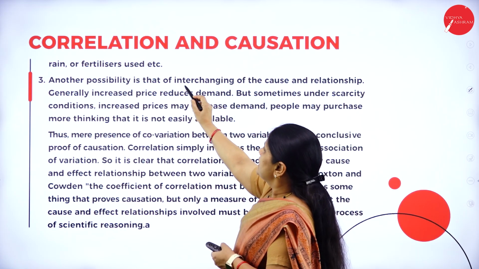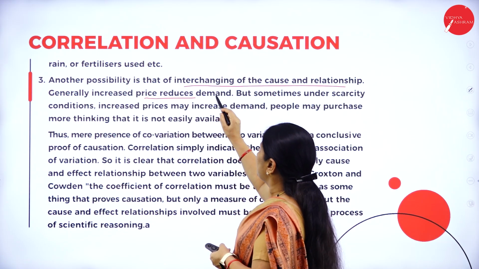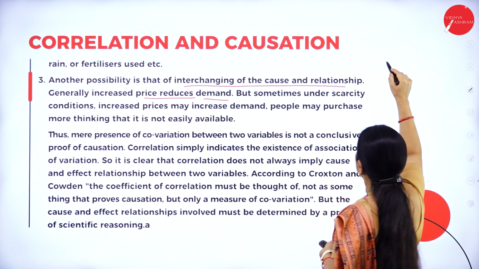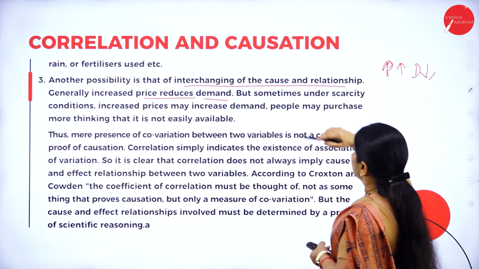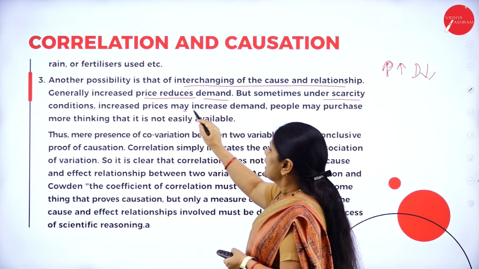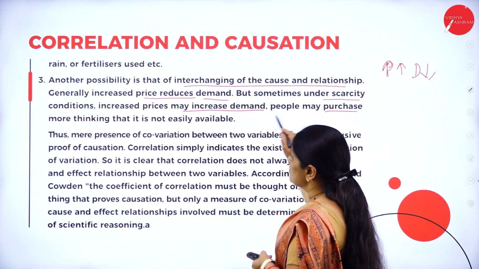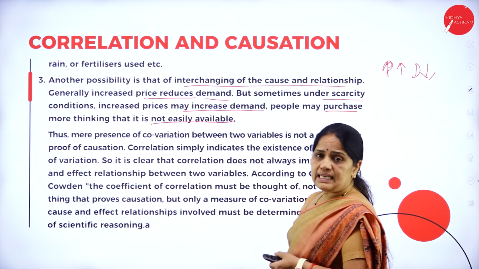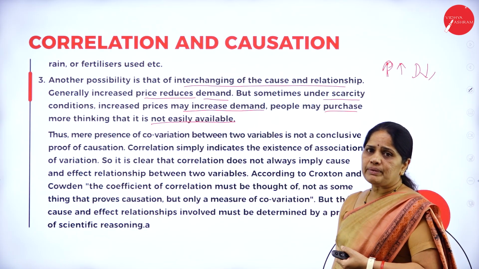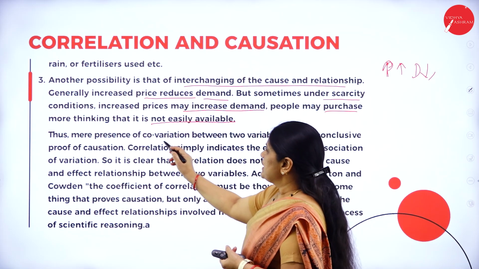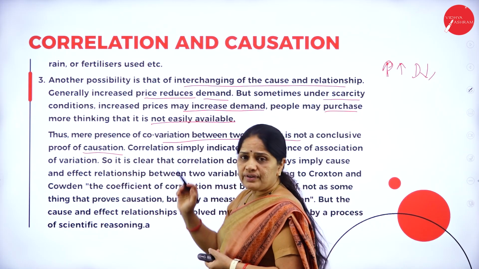Then another possibility is interchanging of the cause and the effect. Generally, increased price reduces the demand. So when the price increases, demand will fall. But sometimes under scarcity conditions, increased price may also have increased demand. So people may purchase more thinking that it is not easily available. When the commodity is a scarce commodity, people will think of purchasing more because of the scarcity. Thus, mere presence of covariation between two variables is not a conclusive proof of causation.